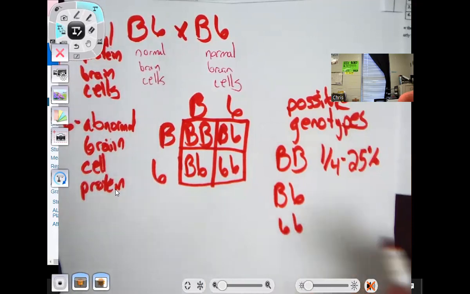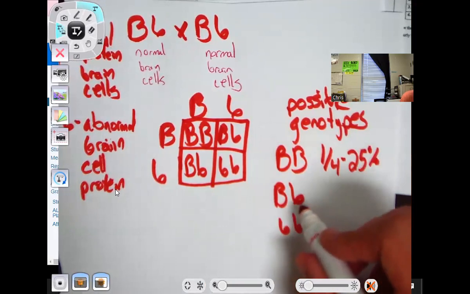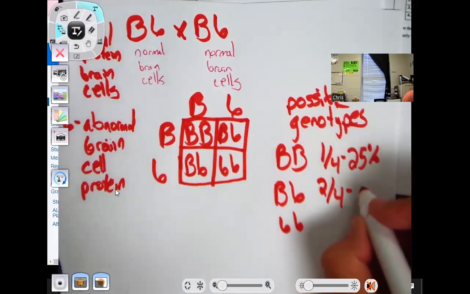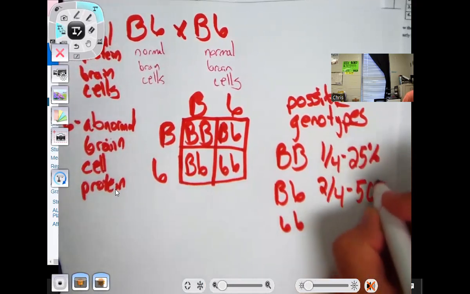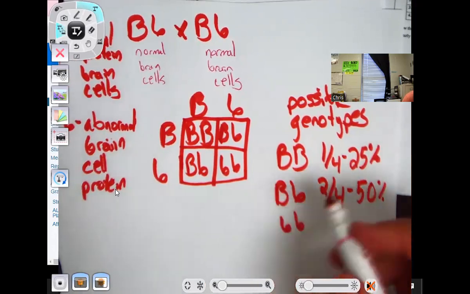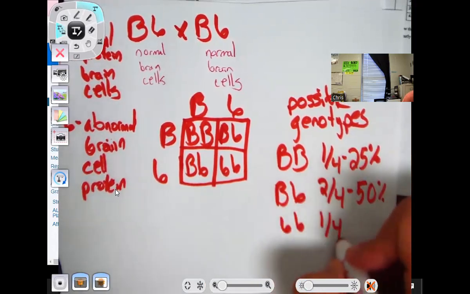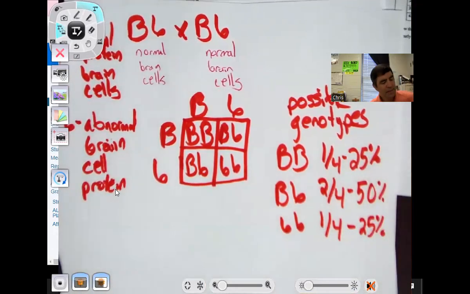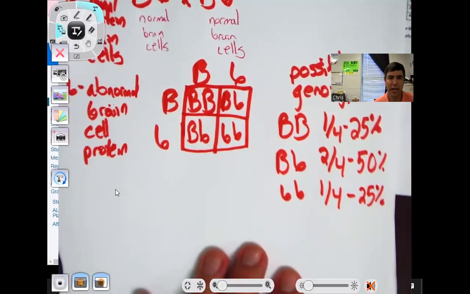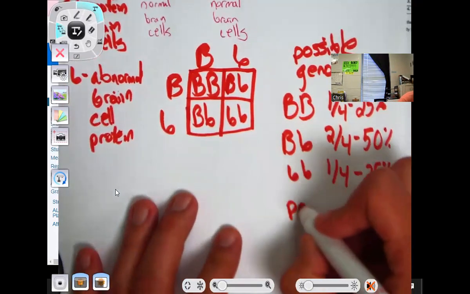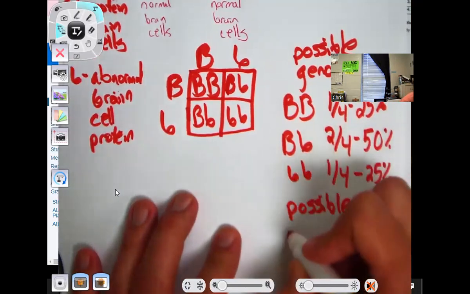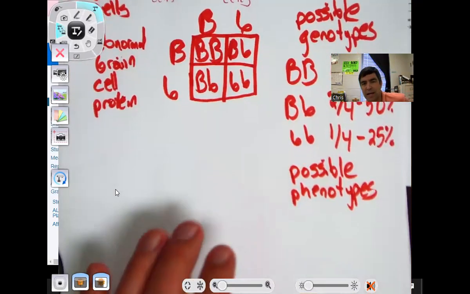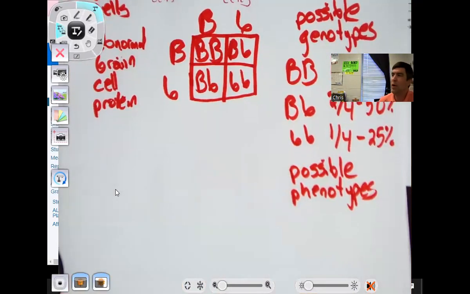The next thing here, big B little b, is 2 out of 4. And that is 50%. And then little b little b is 1 out of 4, which is 25%. Those are the possible genotypes. Now we need to do the possible phenotypes. All right, the possible phenotypes. What is a phenotype?